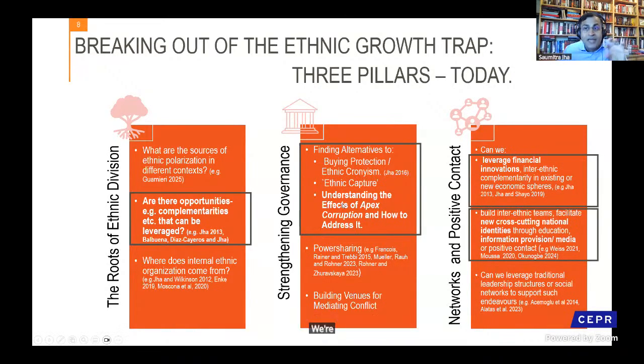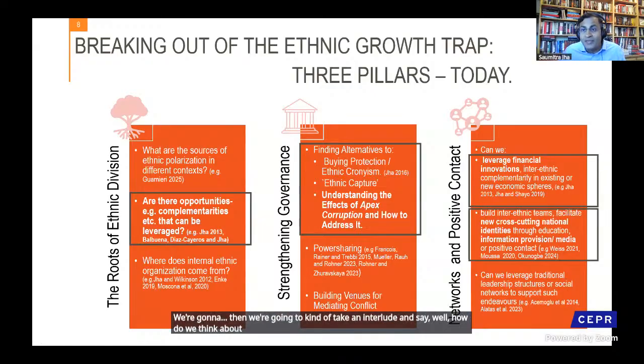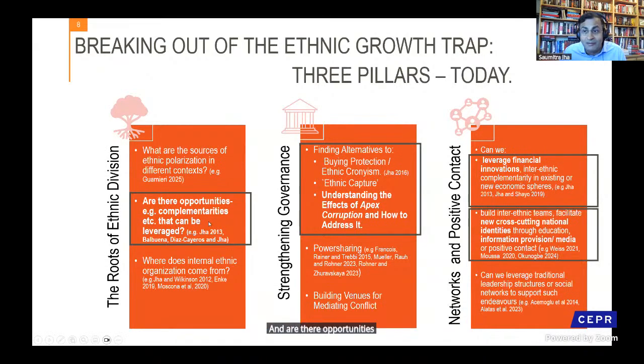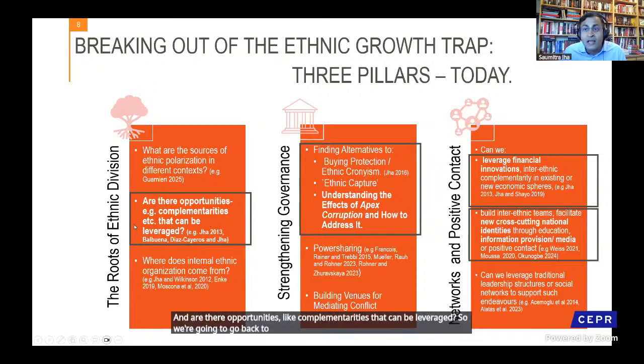Then we're going to take an interlude and say, well, how do we think about the roots of ethnic diversity in the setting we're going to study, which is Mexico? And are there opportunities, like complementarities, that can be leveraged? So we're going to go back to the first pillar and try to understand that better. And I'll refresh some of the learnings from last class there as well.